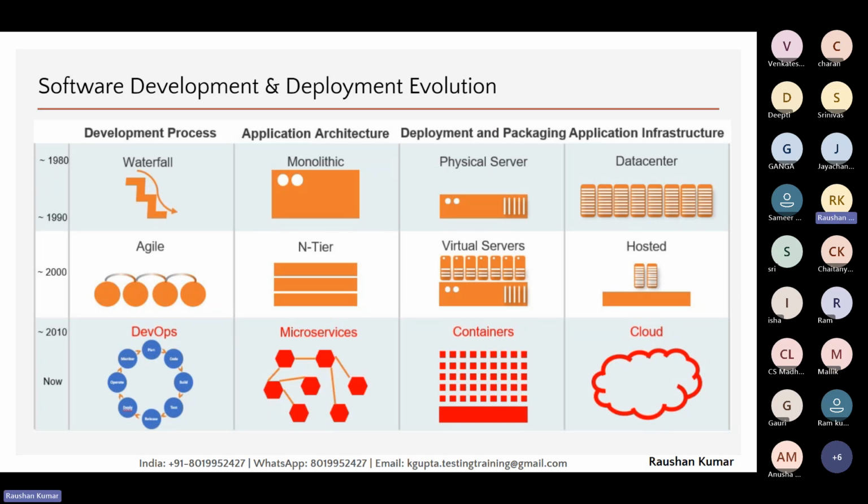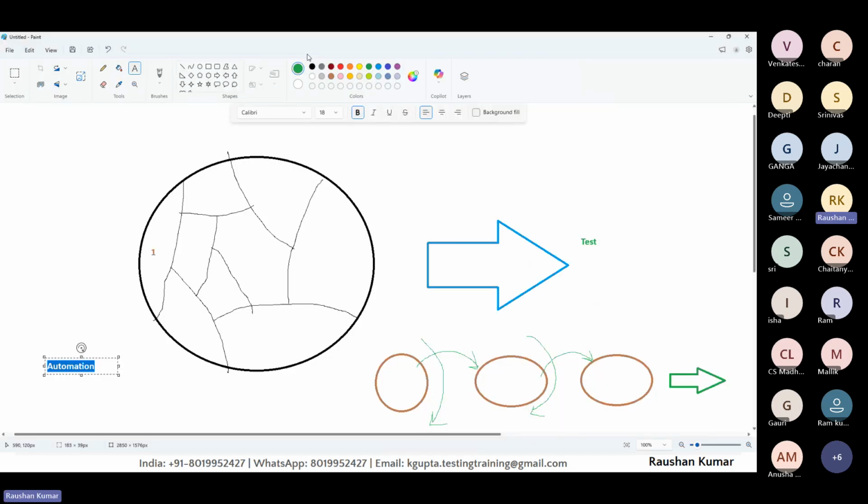Okay, perfect. Now, moving on to the application architecture. What is monolithic? Mono means single. Lithic means big. Single big unit. Entire code base packaged together.